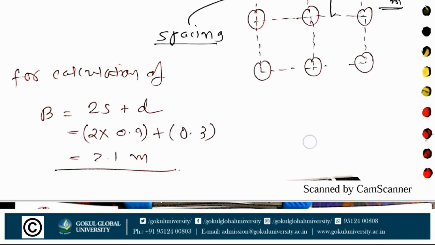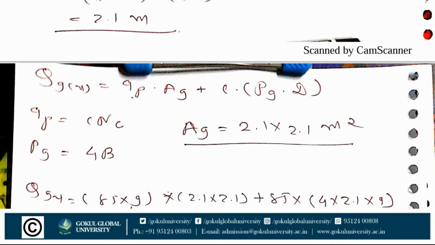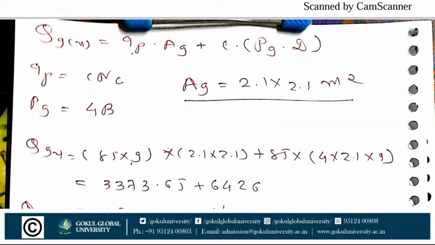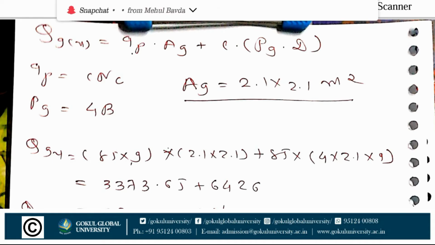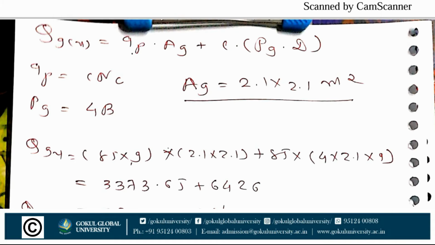Now we calculate block failure. The block failure equation is Qgu is equal to Qp into Ag plus C into Pg into D.